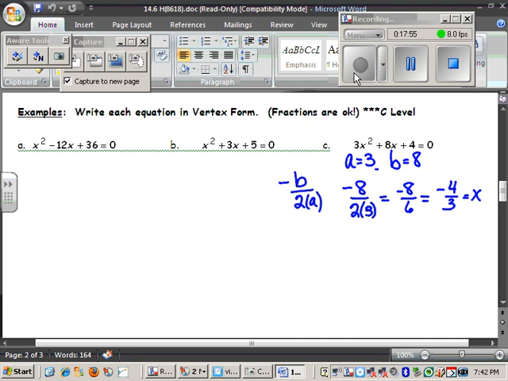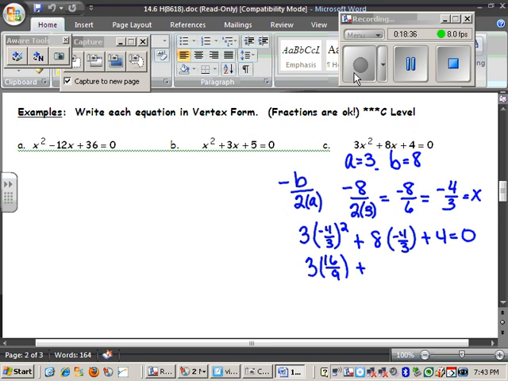I'm going to plug that back into the equation. And I will have 3 times my x squared. So I have negative 4/3 squared plus 8 times my x value, so negative 4/3, and that will be plus 4 equals 0. So the first thing I'm going to do is my exponent. So I have a 3 here, and I'm going to square my x, my negative 4/3. So I'm going to end up with 16. That negative goes away, ninths.